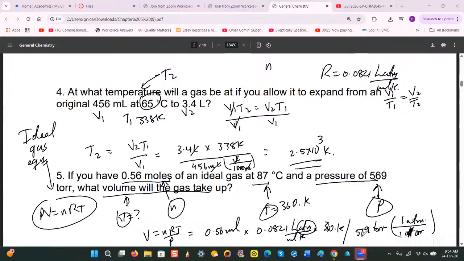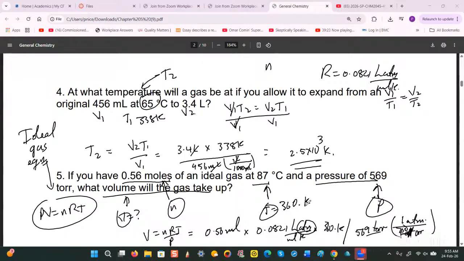Wait, what am I saying? This should be 760. Okay, let me do this over again. This should be 760 torr. Okay, so let me do this again. 0.56 times 0.0821 times 360, and then I'm going to divide that by 569, which is divided by 760.